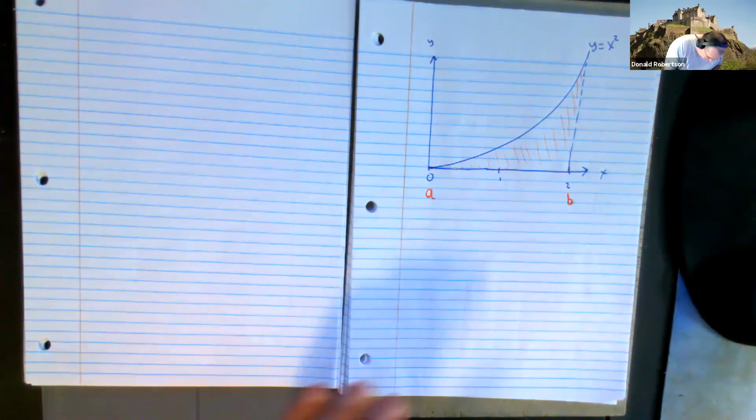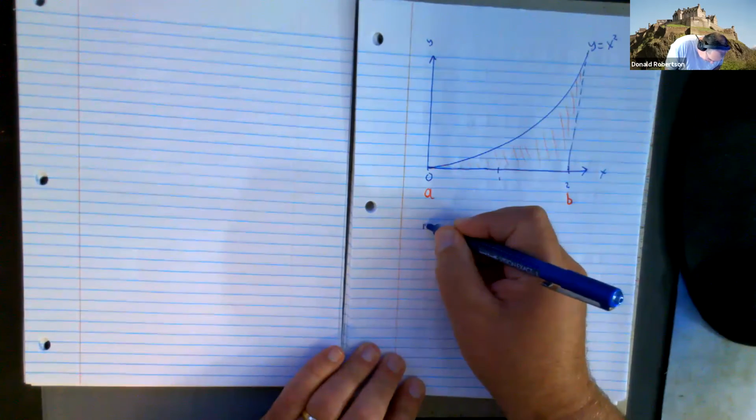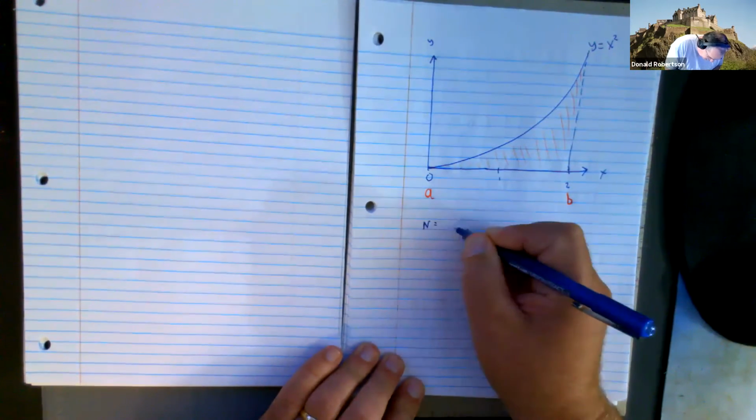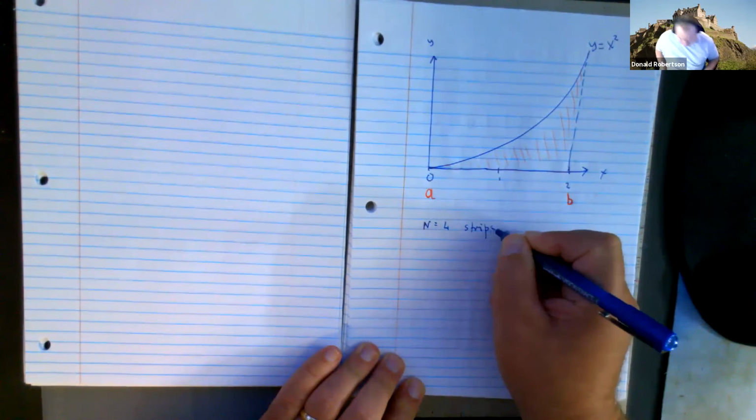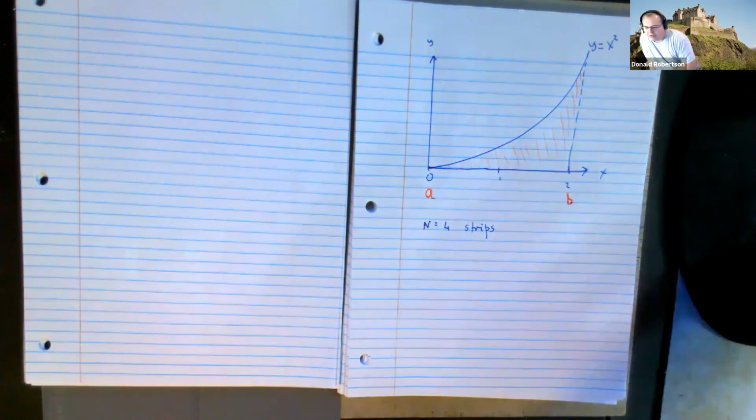So you're being told to find an estimate using n equals 4 strips, which is typically going to be told to you in the question, right? They don't let you guess. They say, I want 6 strips, I want 8 strips, I want 4 strips, right? They're going to tell you.